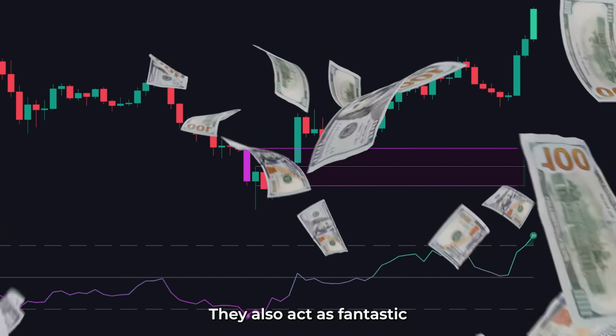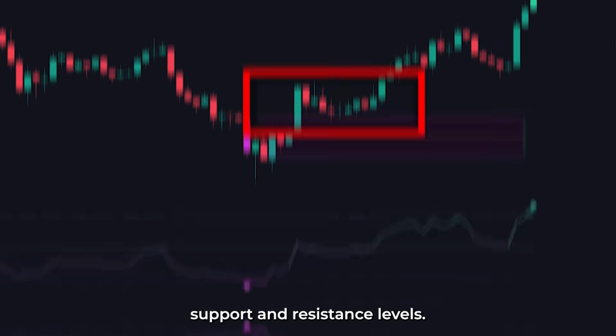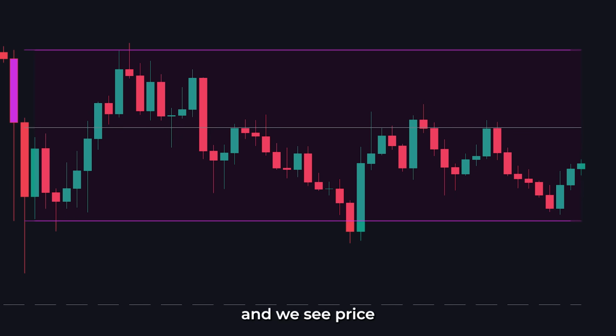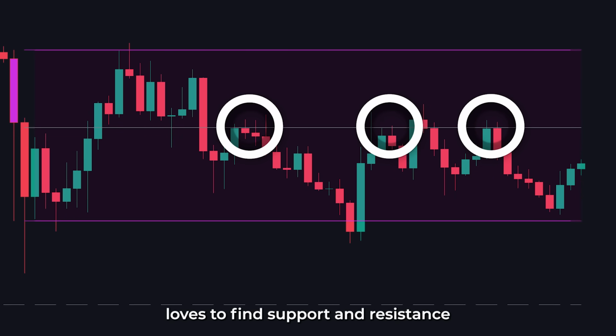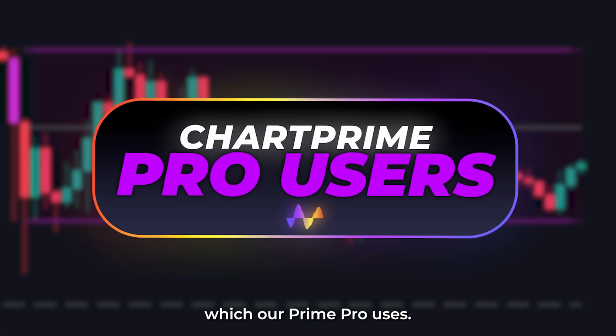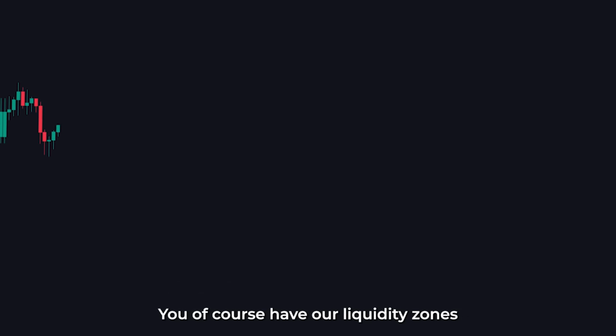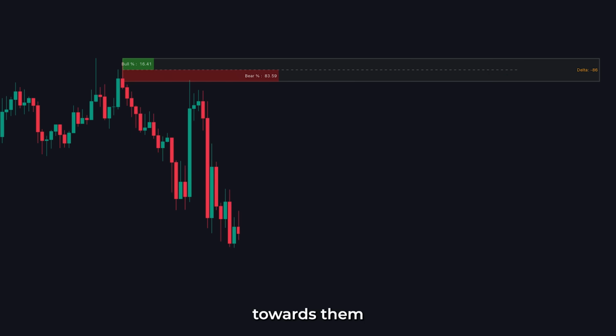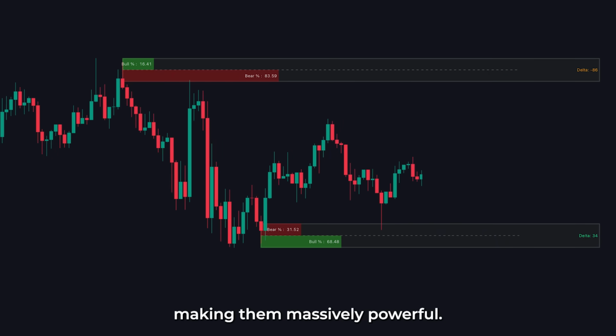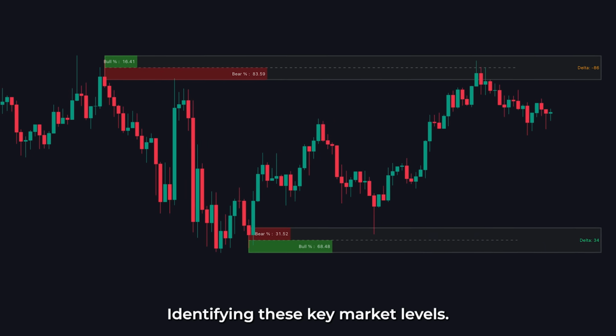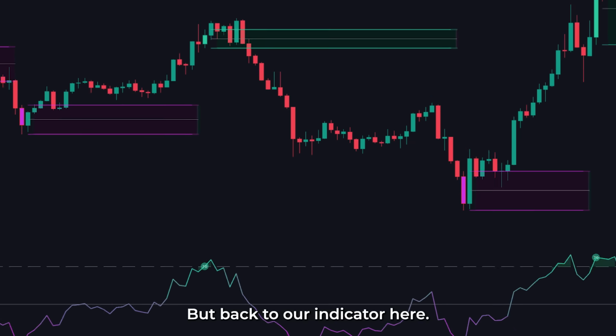They also act as fantastic support and resistance levels. Here, we can use the midline, and we see price loves to find support and resistance at this key market level. For Chart Prime Pro users, you of course have our liquidity zones, which draw price towards them to fill key market orders, making them massively powerful at identifying these key market levels. But back to our indicator here.